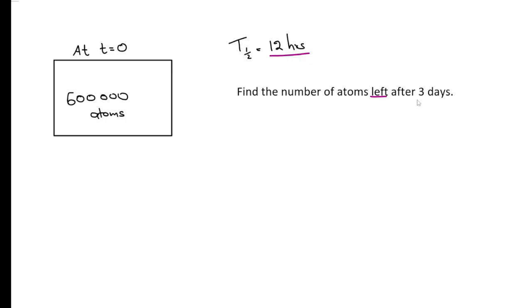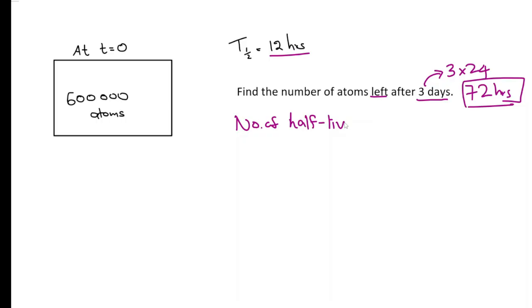Now this is in hours, this is in days. Obviously 3 days is 3 times 24, which is 72 hours. Now we need to see how many half-lives that is. So the number of half-lives is 72 divided by 12, which is 6. So this 600,000 should halve 6 times.